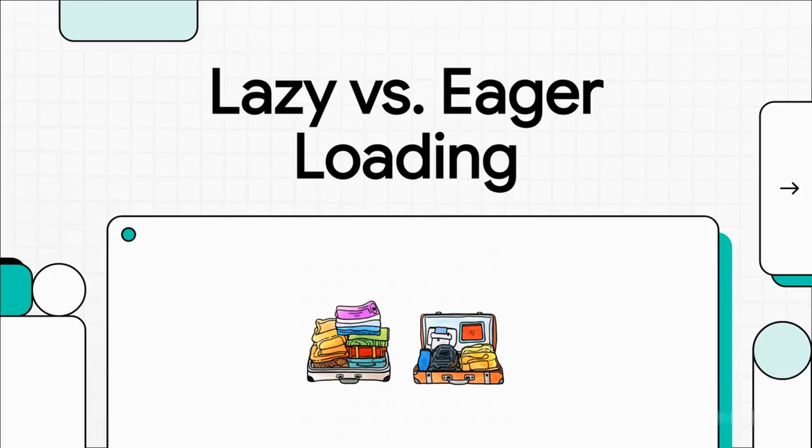You know, if you're a developer, you have definitely hit this crossroad. Your app needs some data, but what's the best way to go get it? Today we're going to break down two really fundamental strategies, lazy loading and eager loading, to help you figure out which one is the right tool for your specific job.